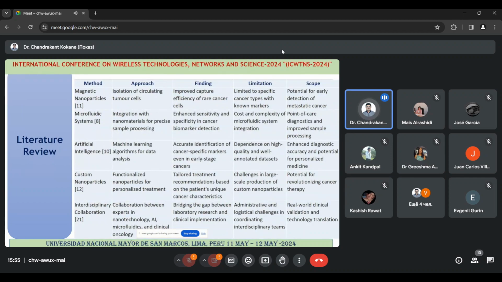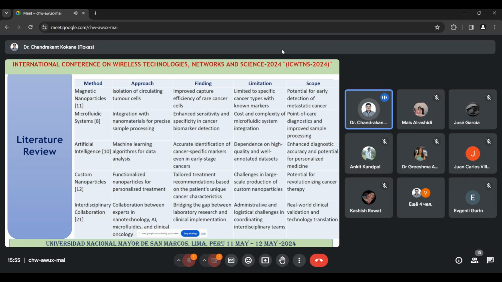I'm just going to highlight the most important things, or the most important algorithms, that we are going to implement or extract here. The first method suggested by the authors is magnetic nanoparticles. If you observe this method, the basic approach is introduced with the isolation of circulating tumor cells. They are talking about breast cancers, and the finding is improved capture efficiency for rare cancer cells. The detection of rare cancer cells was done by the authors here, and while detecting them, they used a supervised machine learning algorithm. But the drawback is that it is limited to a specific cancer type.